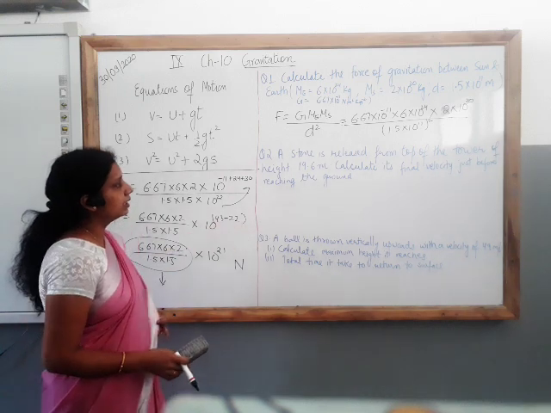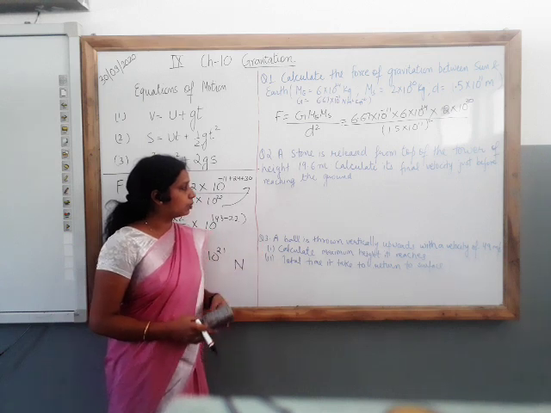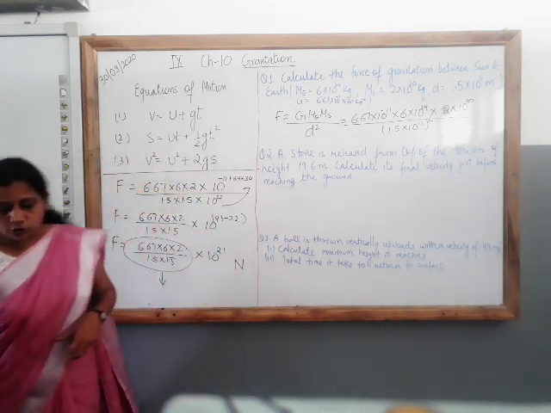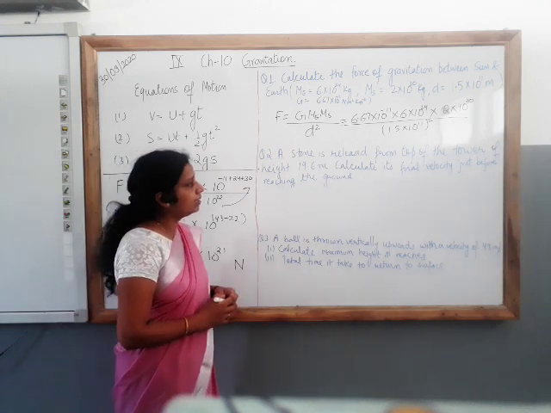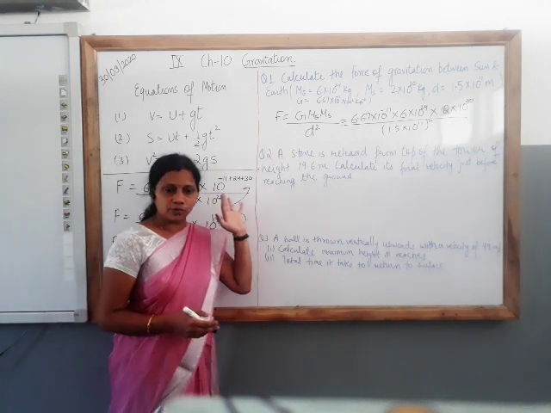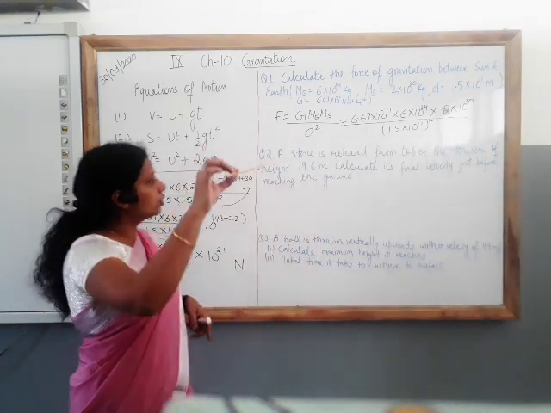Now question number second. These questions are from your textbook, the last exercise of your textbook. A stone is released from the top of a tower of height 19.6 meter. Calculate its final velocity just before reaching the ground. So now here what you have is, let's say this is your stone.